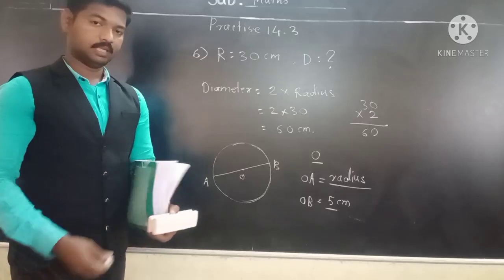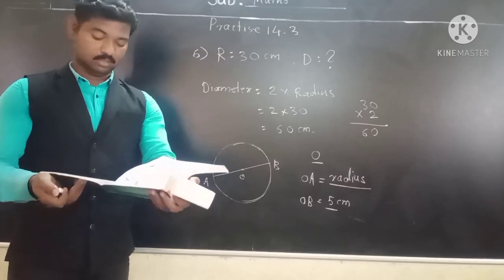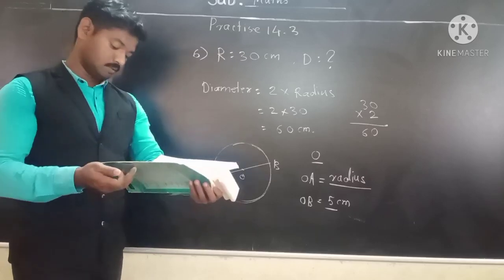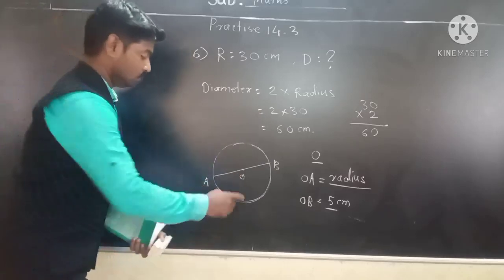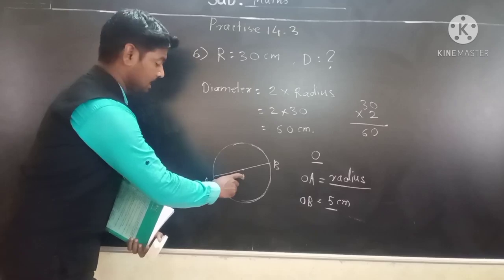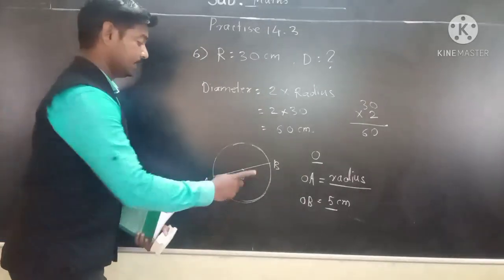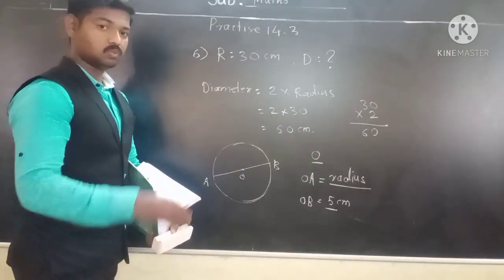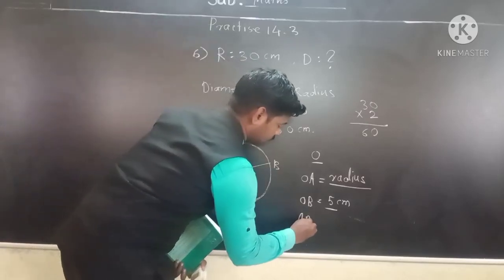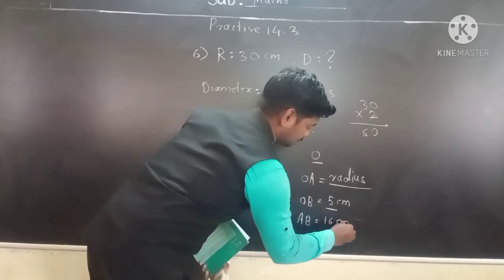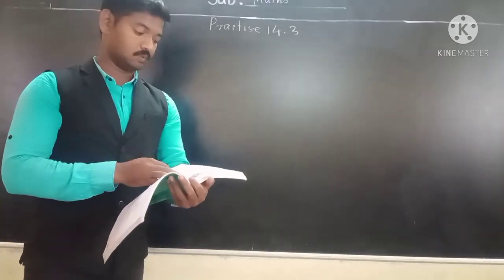Okay. Then next condition is that OA is equal to 8 centimeters. Then AB will be what? OA is the radius of the circle and AB is the diameter of the circle. If OA is 8 centimeters, then AB will be double of 8. So what is the double of 8? That is 16. So AB will be 16 centimeters. Understood? Right.